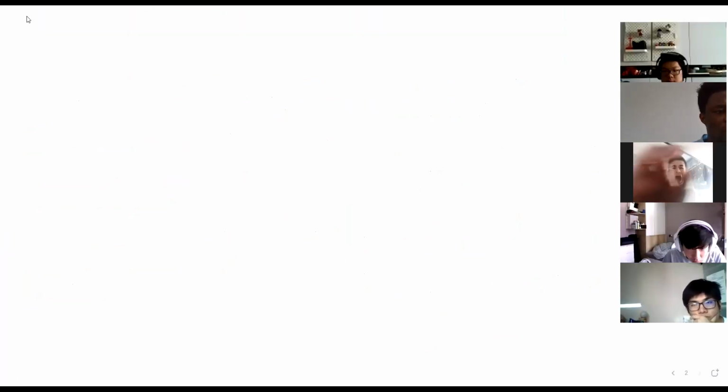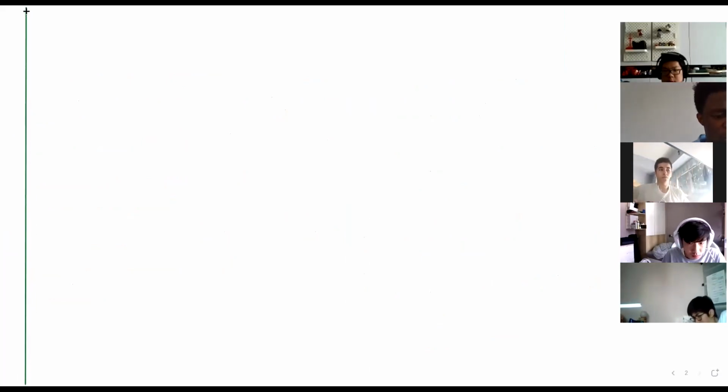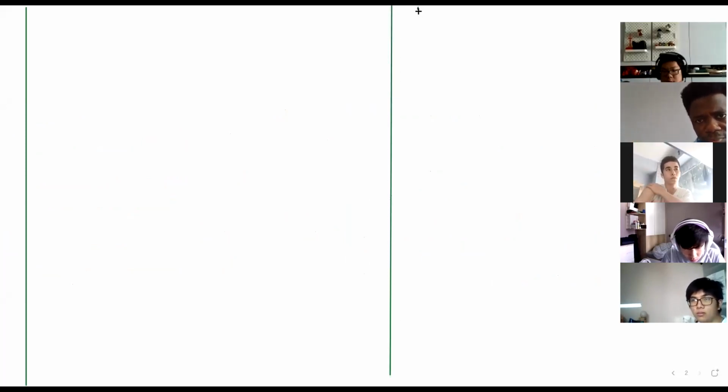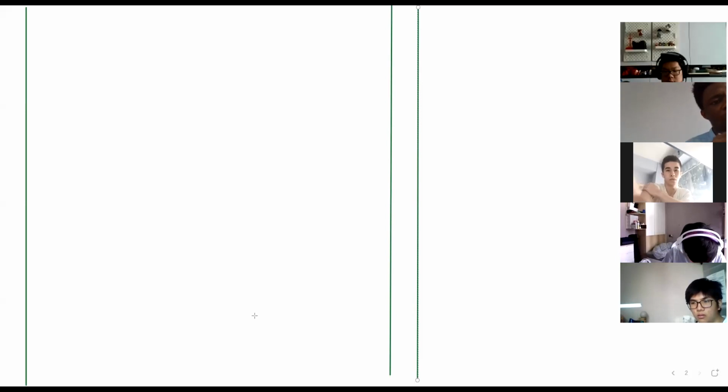Now that we have talked about what identities are, let's discuss something called the unit circle. This is the basis of everything we want to do. So we may write the unit circle.